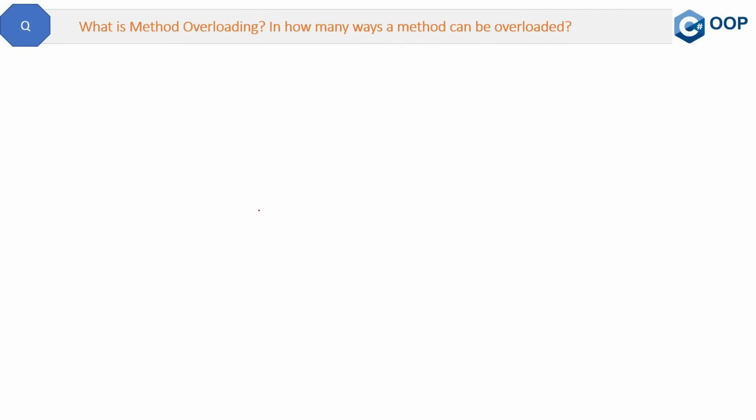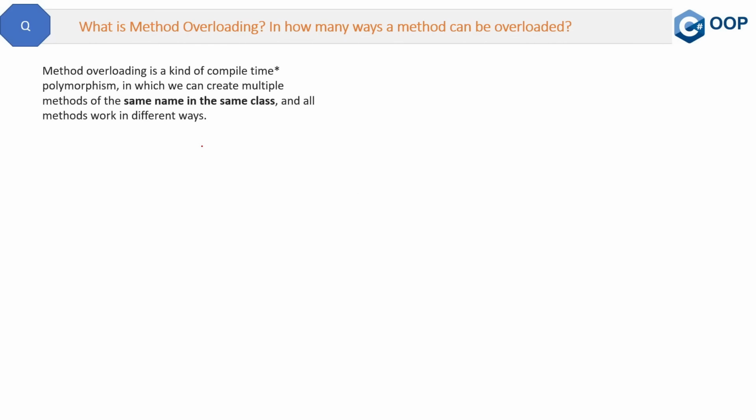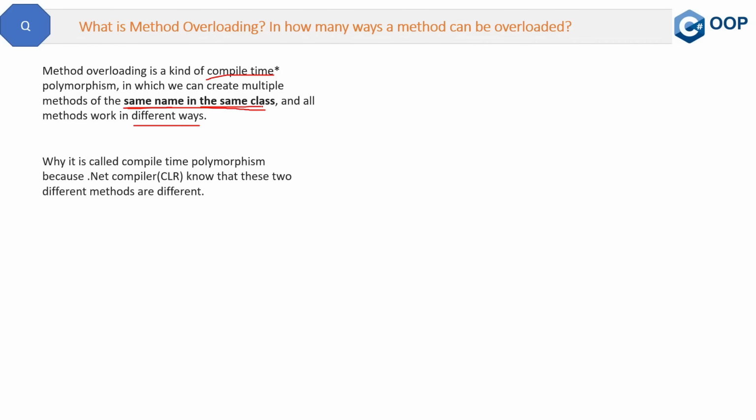What is method overloading? In how many ways can a method be overloaded? Method overloading is a kind of compile time polymorphism in which we can create multiple methods of the same name in the same class, and all methods work in different ways. So remember, for overloading, the method should be of same name and in the same class. So that is very important for overloading. Why is it called compile time polymorphism? The reason is because .NET compilers know that these two methods are different.